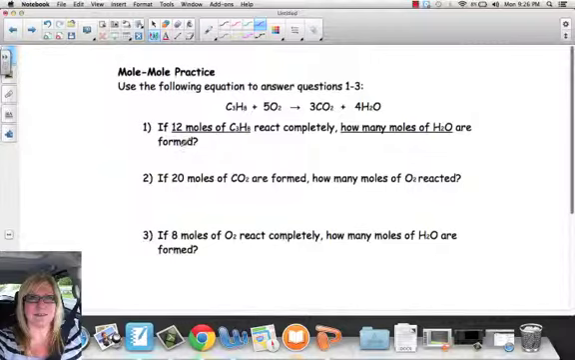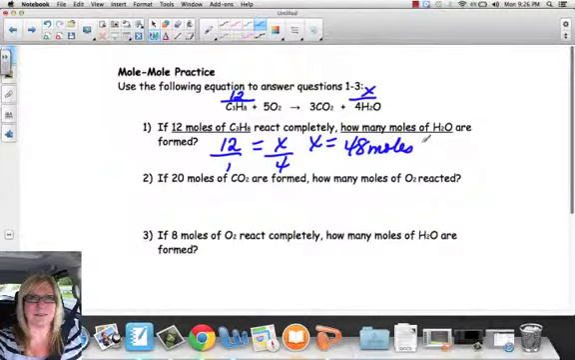Using the following equation, answer questions 1 through 3. Let's make sure it's balanced. 3 C's, 3 C's, 8 H's, 4 times 2 is 8 H's, 10 oxygen, 3 times 2 is 6 oxygen, plus another 4 is 10. If 12 moles of C3H8 react completely, how many moles of water are produced? So I've got 12 over 1 equals x over 4. Therefore, x equals 48 moles of H2O.